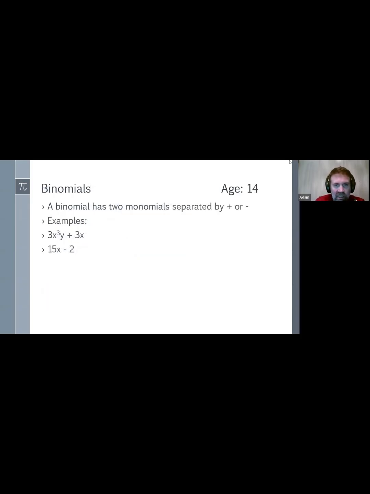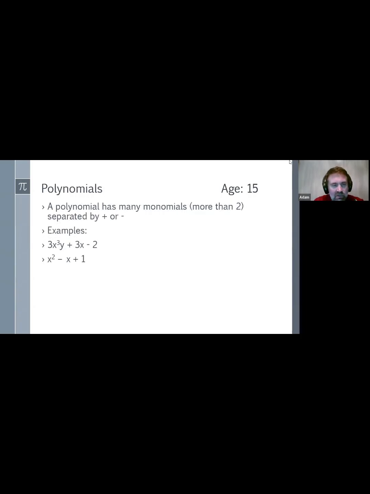Binomials simply take that monomial concept and add two of them separated by a plus or a minus. So here is an example: 3x cubed y plus 3x. So 3x cubed y is a monomial, 3x is a monomial, and you just add or subtract them. And then you have 15x minus 2. These are also examples of binomials. And if you just keep going, now you have polynomials, which is basically many of them. So there are trinomials, which would be three, and it keeps going. This is the more broad general term for these things. And you see there are some trinomials right there.